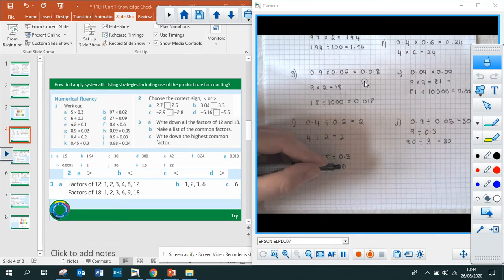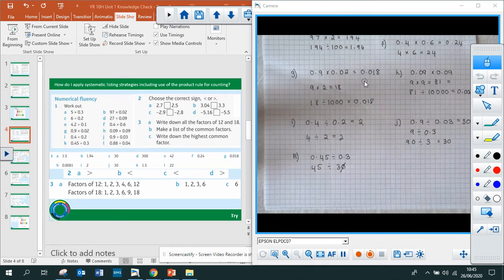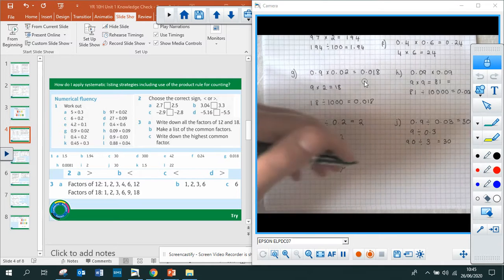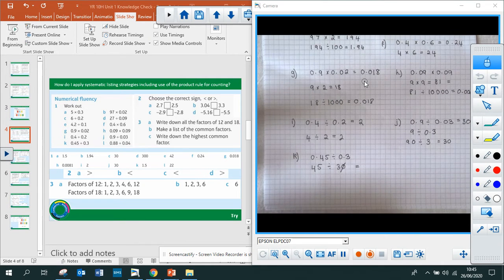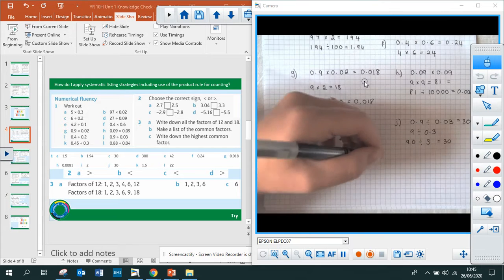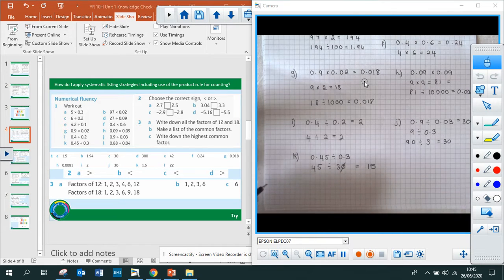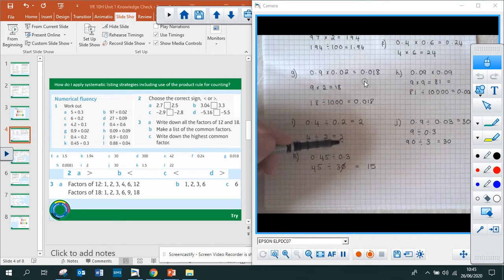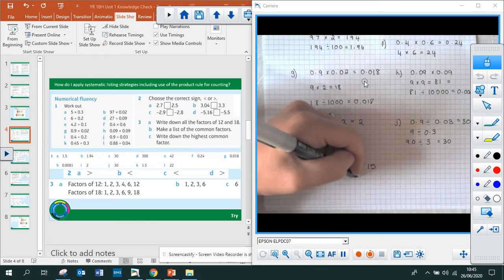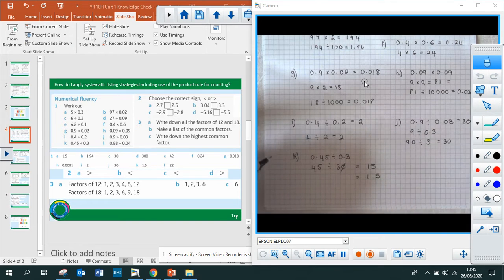So actually, I'm not going to times that one by 100. I'm just going to times it by 10. So I will have to change my answer. So you must remember that. So 45 divided by 3 is 15. Now, this 3 here is 10 times bigger than my 0.3. Therefore, I need to make my answer 10 times smaller. So my answer is going to be 1.5.